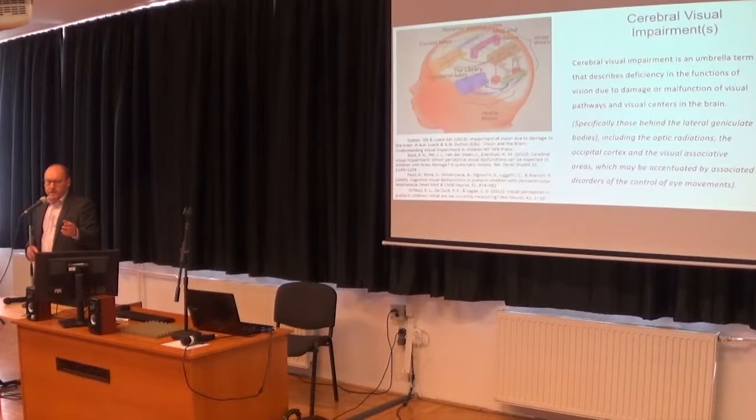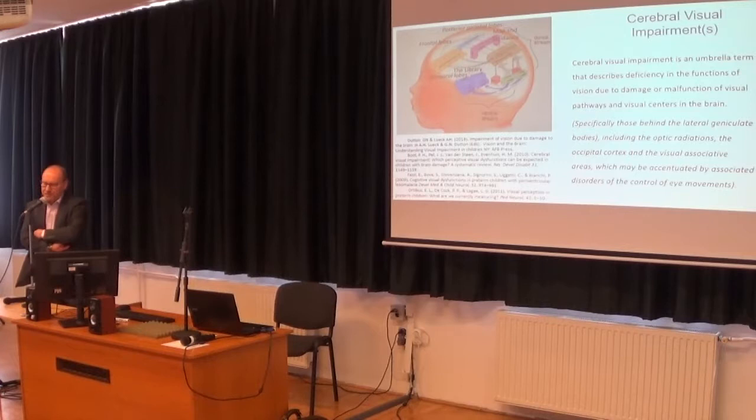So the definition that I have here is from Linda Lawrence. She says, cerebral vision impairment is an umbrella term that describes deficiency in the functions of the vision, due to damage or malfunction of visual pathways and visual centers of the brain, specifically those behind the lateral geniculate bodies, including the optic radiations.